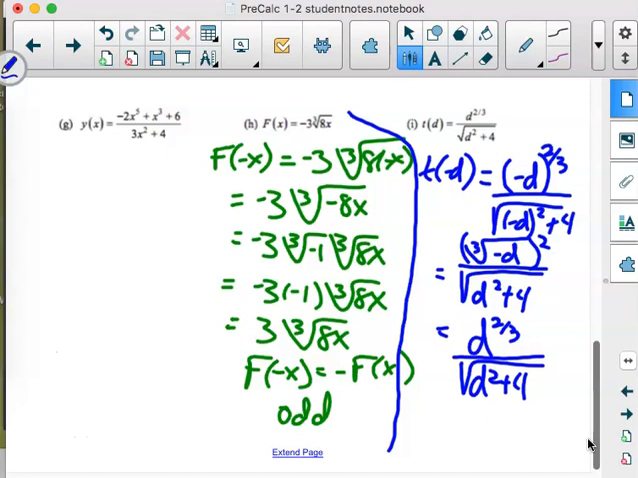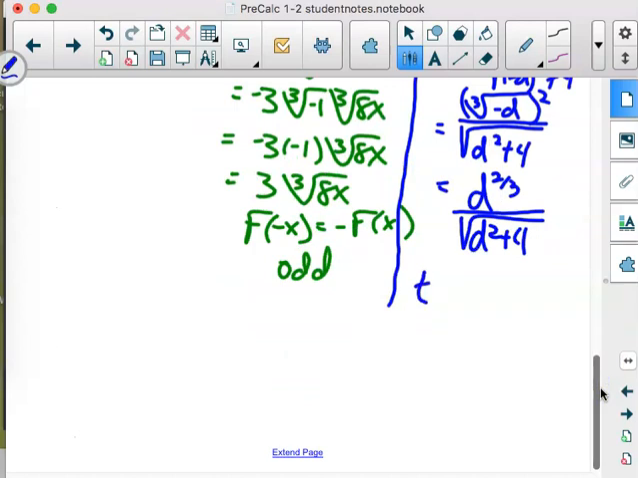I take a look at what I have. D to the 2/3 over the square root of d squared plus 4. Well, look at that. It's exactly the same as it was up here. So, t of negative d equals t of d. Whether or not we put a positive x in or a negative x in, we got the same y value, and that happens when you reflect over the y-axis. So that one's even.